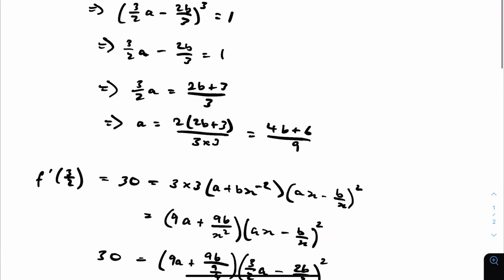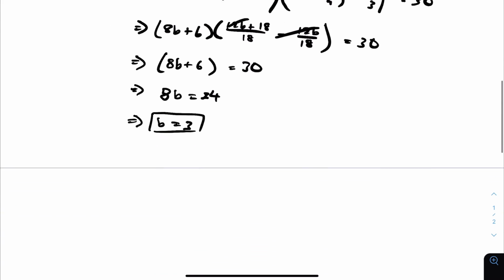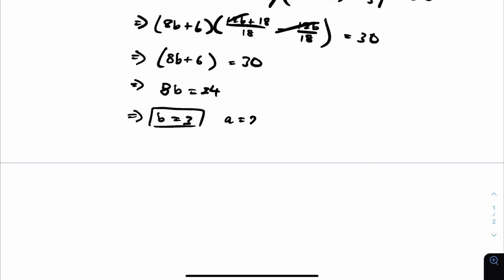Now, if we substitute b = 3 back in here, we get 4 times 3, which is 12, plus 6, which is 18, over 9. So we get a is equal to 2. So b is equal to 3 and a is equal to 2.